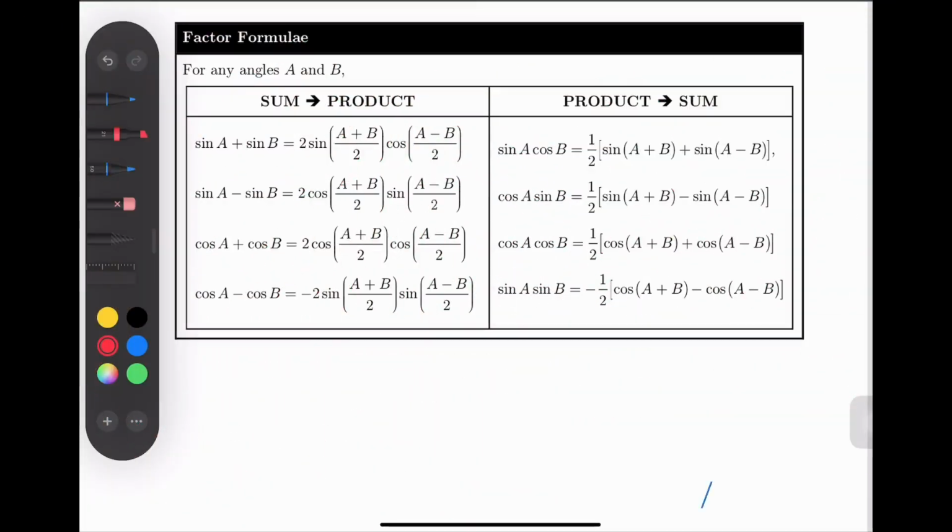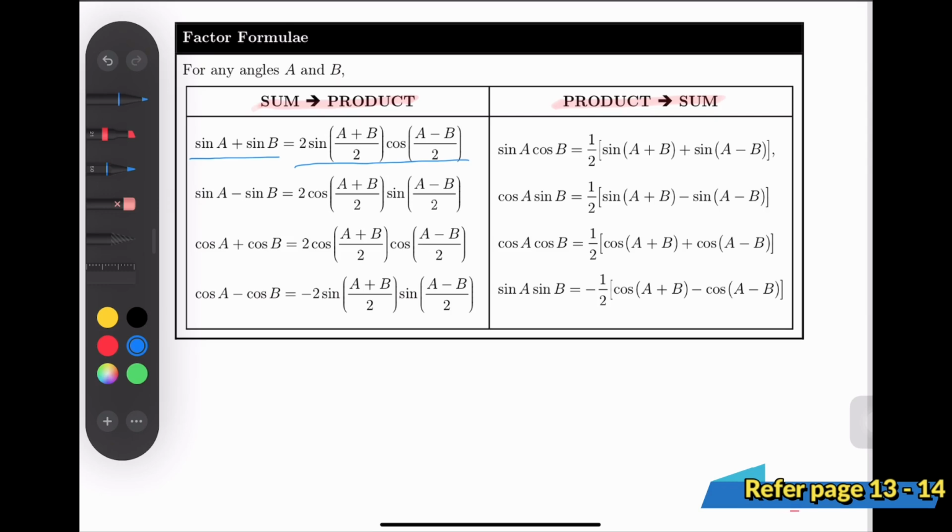For factor formula for any angles A and B, we have two different types of formula. The first one is for sum to product and the second one is for product to sum. We have four different formulas to choose from. For example, if you have sine A plus sine B, the formula is 2 sine (A plus B) over 2 cos (A minus B) over 2.